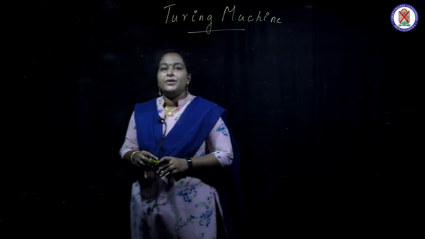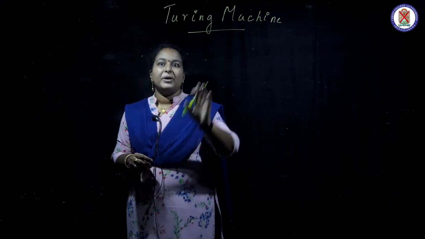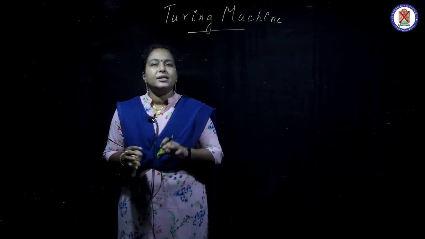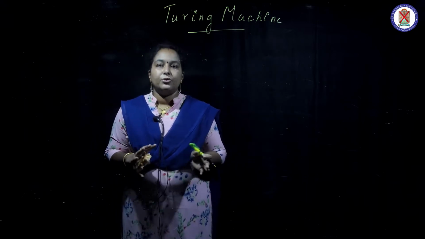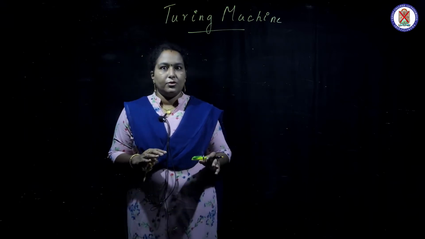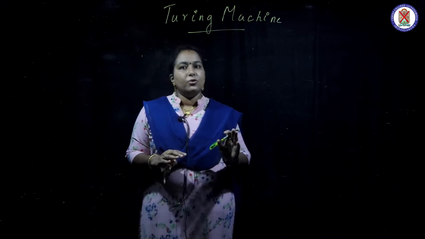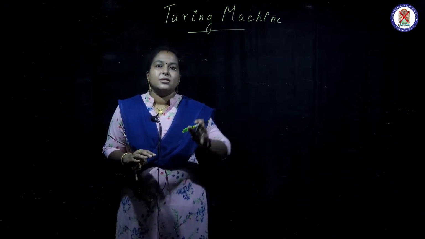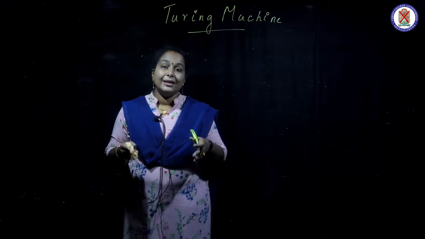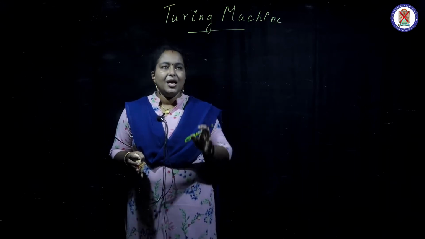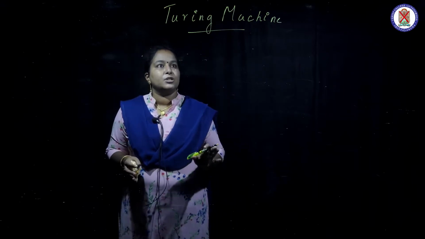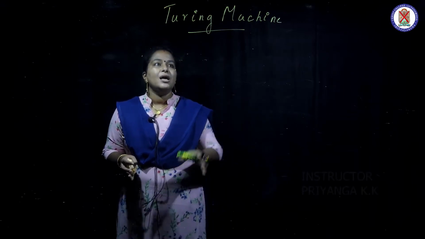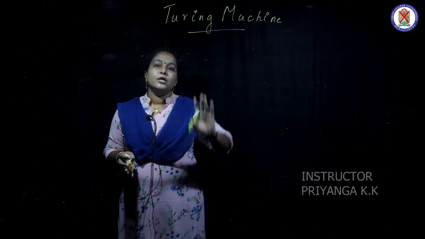Hi everyone, today we are going to deal with a new topic that is called Turing machine. Till now we have seen two different machines, that is deterministic automata or non-deterministic automata and also pushdown automata. Next we are seeing the most powerful machine till now, that is called Turing machine. It is a simulator of a computer. The logic of today's modern computer is developed from the Turing machine.